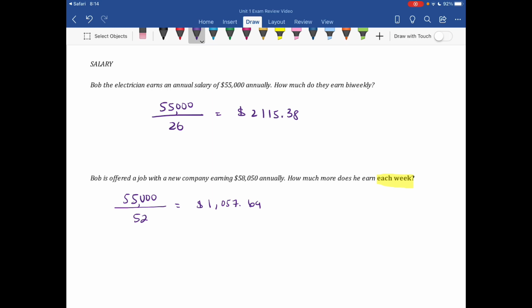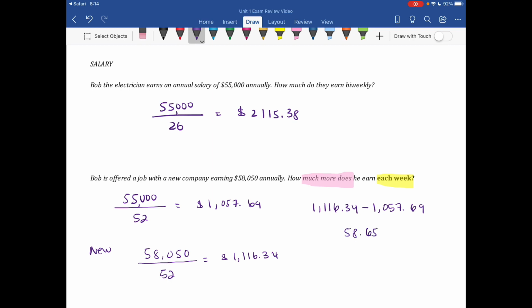$1,057.69. But then for his new job, we'll take that new annual salary of $58,050 and also divide that by 52 for a total salary of $1,116.34 each week. Then, since it's asking about how much more, that means we're going to need to subtract these values. So we'll have 1,116.34 minus 1,057.69, and that's going to give us $58.65 more on each paycheck with the new job.